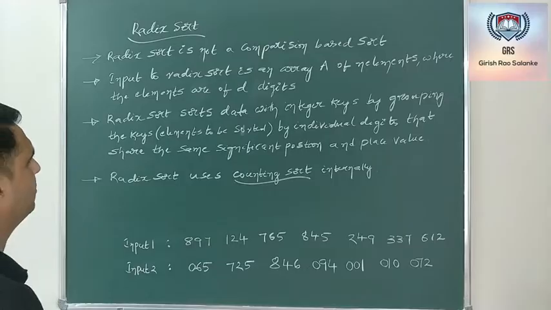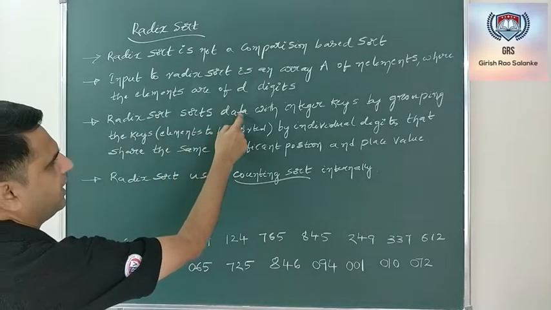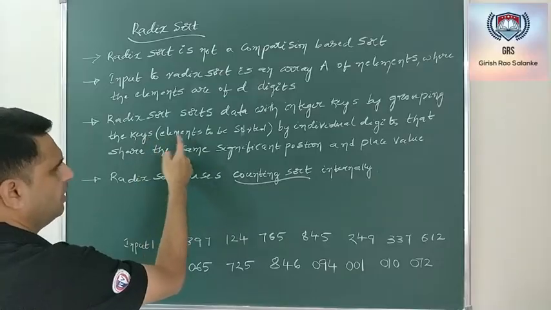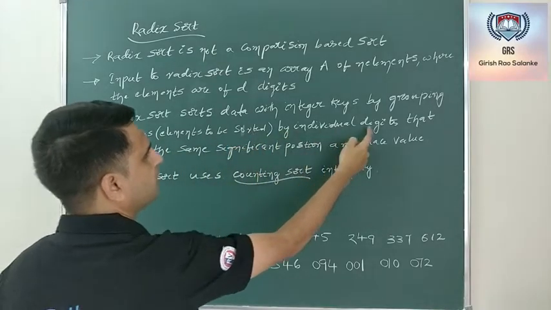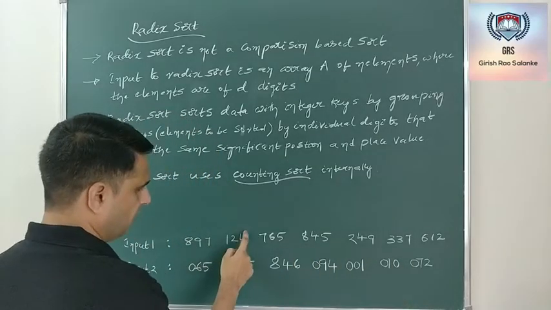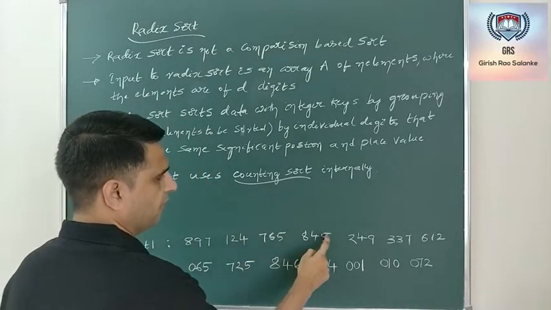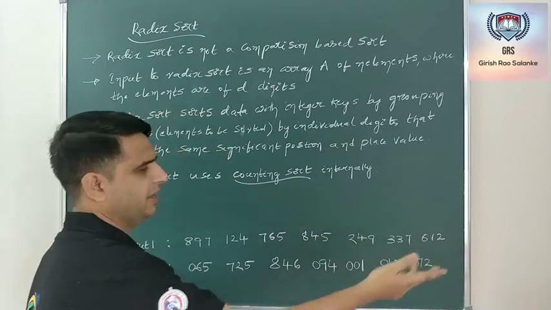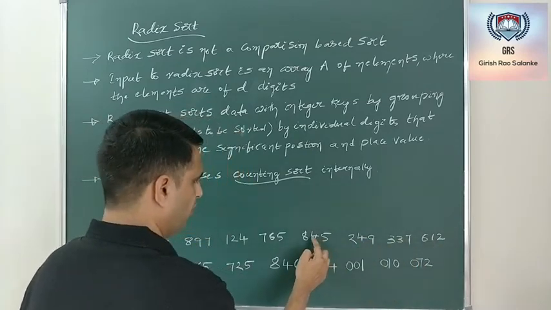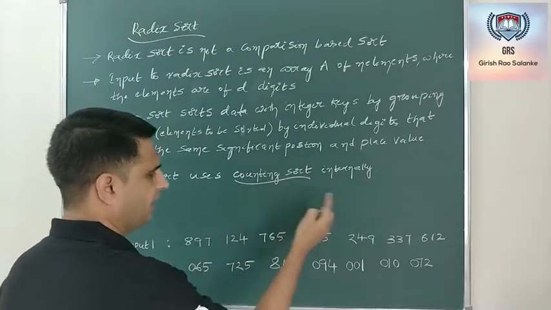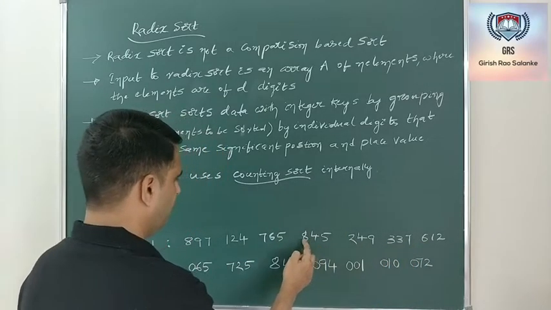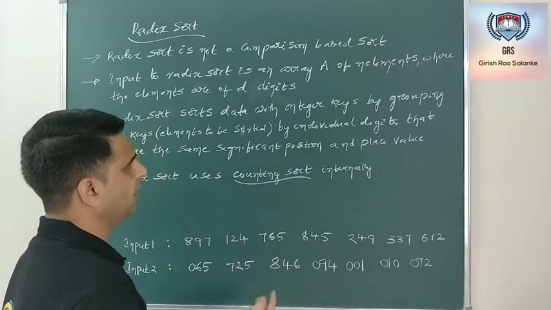The next point is that radix sort sorts data with integer keys by grouping the keys. Keys are nothing but the elements to be sorted, grouped by individual digits. Now, the last digits, 7, 4, 5, 5, 9, 7, 2, are at the unit place. Next, 1, 3, 4, 4, 6, 2, 9 are at the tens place. Next, 6, 3, 2, 8, 7, 1, 8 are at the hundreds place.